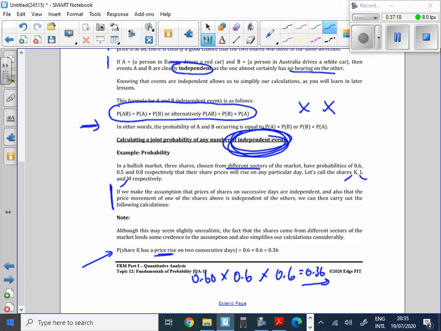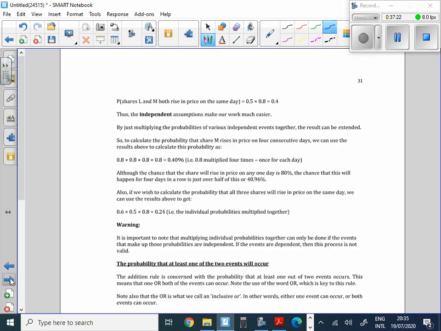We move on. What's the probability of shares L and M both rising on one day? Again, I times them by each other. Why? Because they're independent of each other. They're not linked to each other. So it's the probability of L happening and the probability of M happening. I can just times them. And of course, if we know that the events are independent, it makes our calculations so much easier. I'm not going to spend much more time over there. Nothing more that we can add.